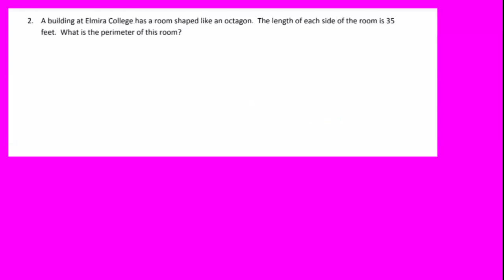Question 2. A building at Elmira College has a room shaped like an octagon. The length of each side of the room is 5 feet. Draw your octagon, label your sides, and find the perimeter.